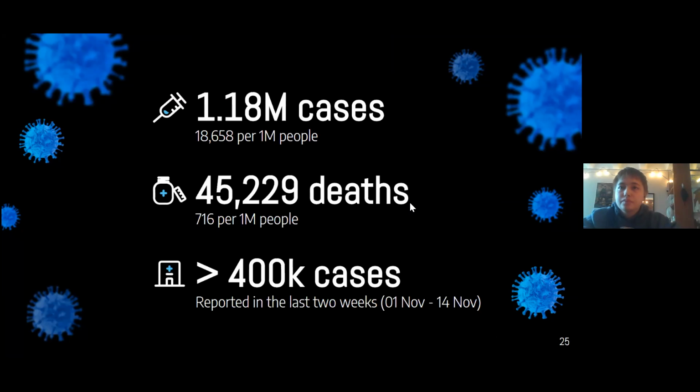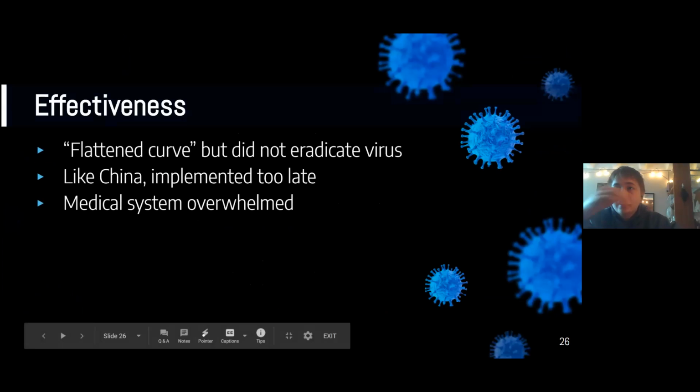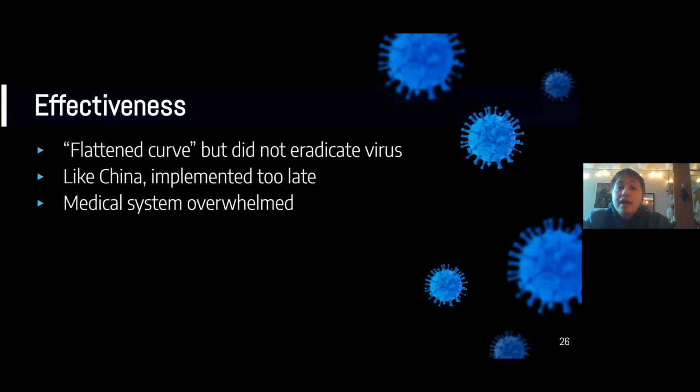And so we can see that overall there have been 1.18 million cases, which is 18,000 per 1 million people, and 45,000 deaths, which is 716 per 1 million people. And in the past 2 weeks, there have been over 400,000 cases, which again suggests that though the lockdowns were successful in perhaps mitigating the first wave, it hasn't prevented further waves from occurring. Again, the curve was somewhat flattened, but it didn't eradicate the virus. And it still resulted in overwhelming of the medical system. And like China, it was implemented later than ideal and could have prevented a lot of deaths had it been implemented sooner.